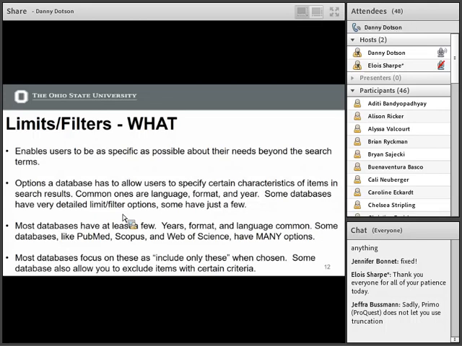Databases usually do only the include. I find that some, Scopus, for example, will allow you to exclude things. So you can say, I just don't want to see stuff in this particular language, or I don't want to see patents or something like that, so you can be a little bit more specific rather than just say, I only want these. You could also say, in some cases, I don't want these.